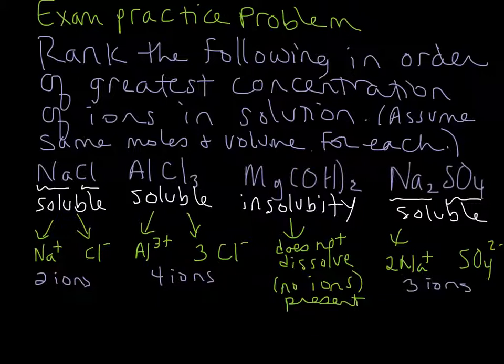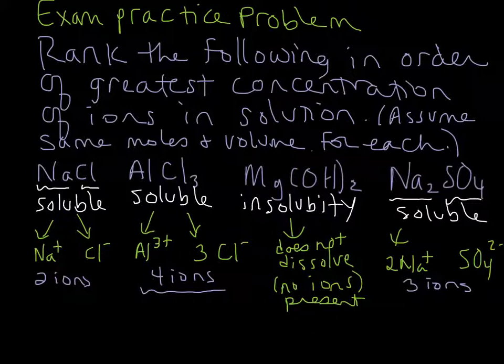So we're getting there. Because now if we have the same number of moles of substance and the same volume of solution, we would have the greatest concentration of ions for aluminum chloride, because it dissolves into 4 ions per mole of substance, so 4 moles of ions per mole of substance, where sodium sulfate would only give us 3 ions per mole of substance and sodium chloride would only give us 2.